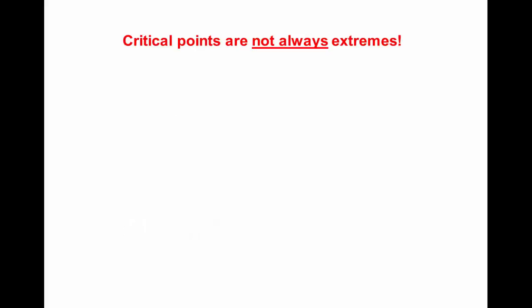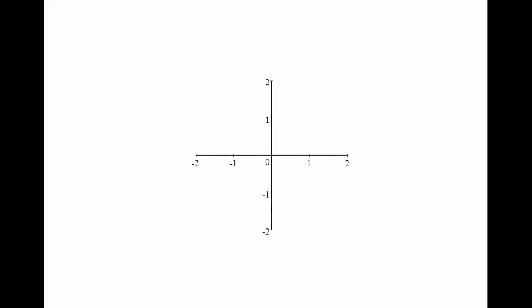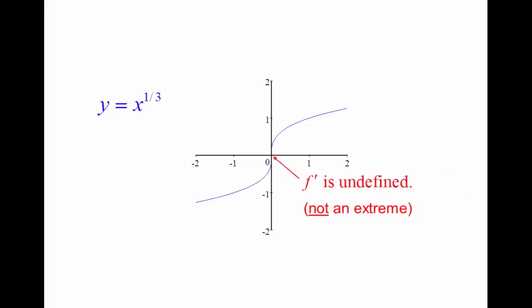The critical points are not always extrema. I'll give you a prime example here. x cubed. Its derivative is 0 here, isn't it? Because it's 3x squared. It's not an extrema. The cube root of x, that's undefined. Is that an extrema? No. So the critical points are what they give you as a pool of numbers to test. Does that make sense? There we go.